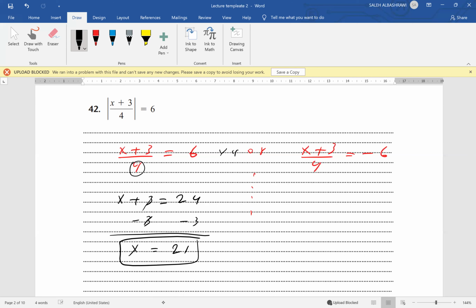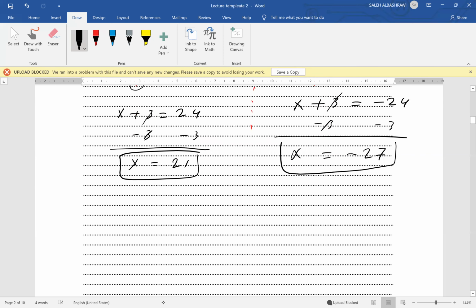For the other part, also multiplied by 4, I will have x plus 3 equal to minus 24. Again, move the 3 to the right-hand side. I will have x equal to minus 27. These are the two values for x. So the solution set will be 21 or minus 27. This is how to find the variable in an absolute value equation.